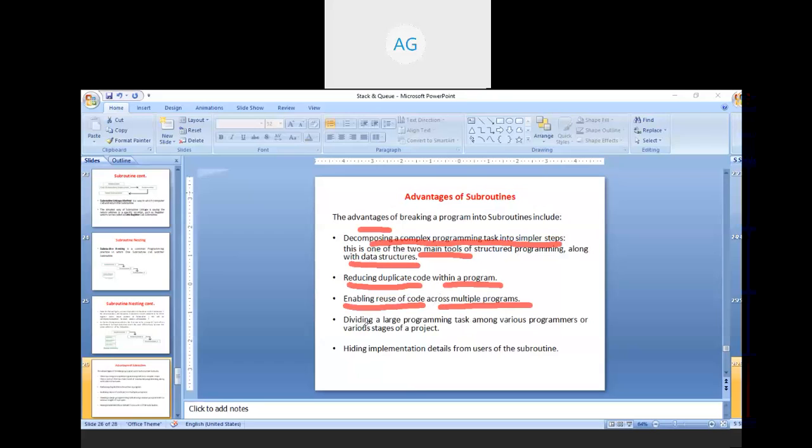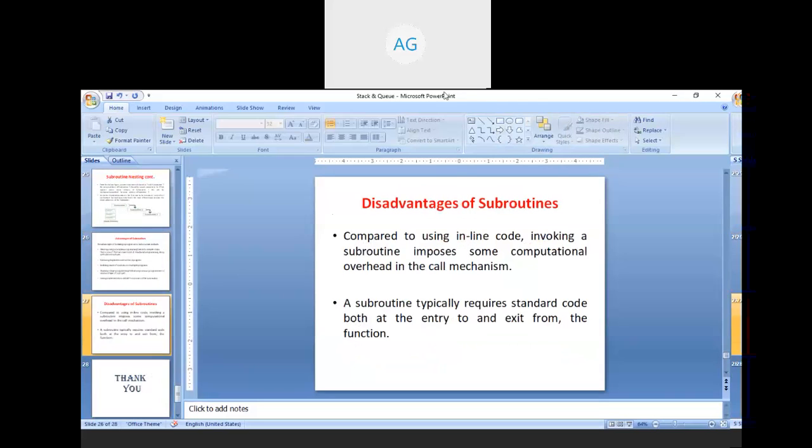The fourth advantage is dividing a large program task among various programmers or various stages of a project. So in that case also subroutine is used. And the last advantage is hiding implementation details from users of the subroutine. So these are some of the major advantages of using the subroutine. In the next slide, we will discuss some of the disadvantages of subroutine.